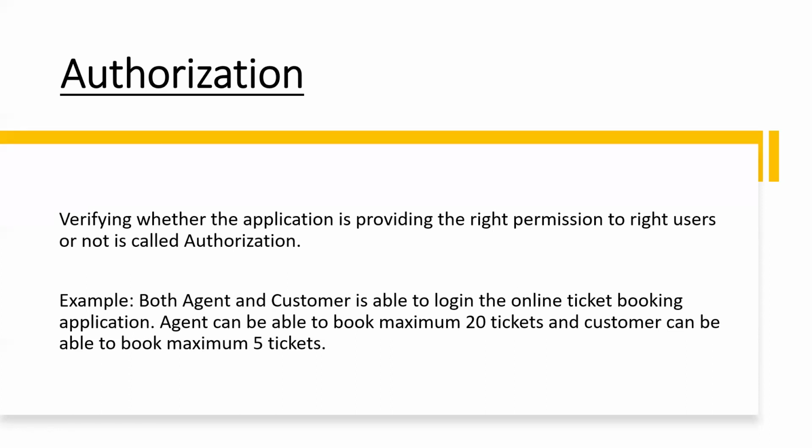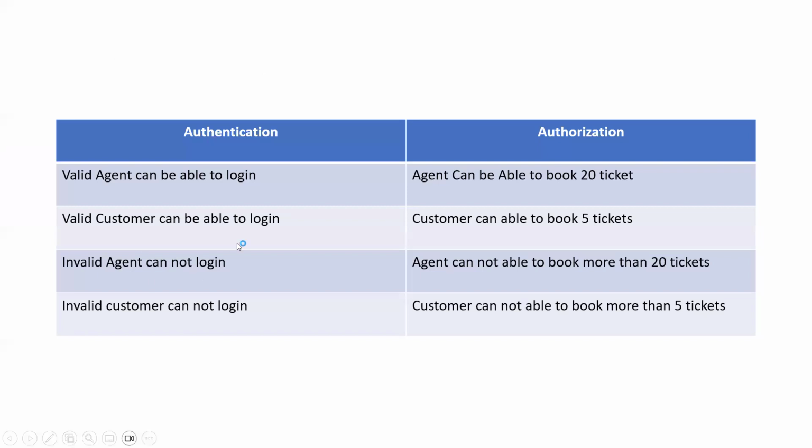Okay, so let's see, guys, what is the difference between authentication versus authorization. In authentication, a valid agent can log in. Whereas in authorization, the agent can book a maximum of 20 tickets. In the case of authentication, what scenario will we check? A valid customer can log in. Whereas in authorization, what will we check? The customer can book up to 5 tickets.